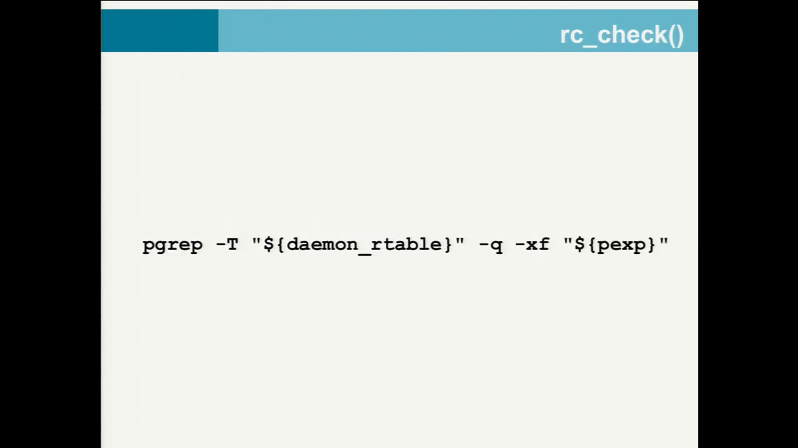And then we have rc_check, which is just a pgrep against the pexp, so the process list. It returns a code of 0 when the daemon's running and 1 when it's not.